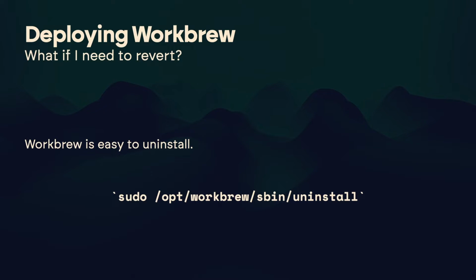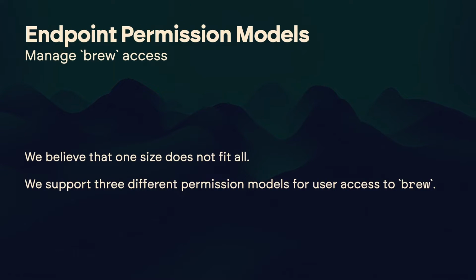So now, you've got this installed on your device. You've got it installed across your fleet. How do we actually manage Brew? What's the story on the device? Well, we have 3 different endpoint permission models. What is the story on the device for the end user, and what can and can't they do with Brew?